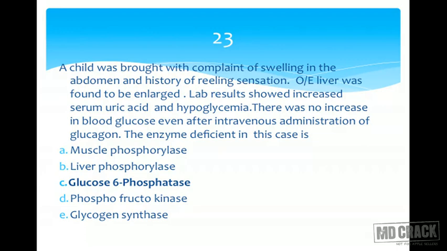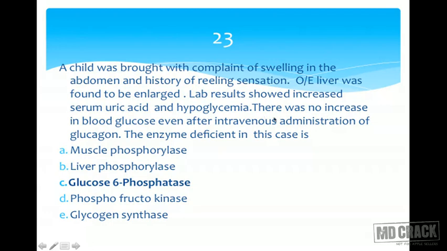Why does von Gierke's increase uric acid? Because glucose 6-phosphate will accumulate, and this glucose 6-phosphate gets diverted to the HMP shunt, and it will lead to more production of ribose 5-phosphate, which will lead to more production of purines. More purines get more degraded, and that will lead to increased uric acid. And plus there is hypoglycemia. Why is there hypoglycemia? Because in gluconeogenesis, a key enzyme is glucose 6-phosphatase. So when that is not working, glucose 6-phosphate is not converted to glucose. So it will lead to hypoglycemia.